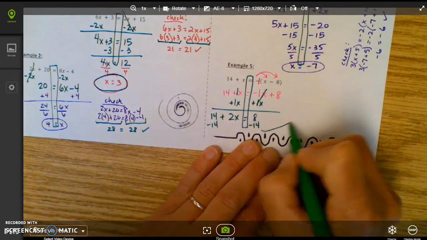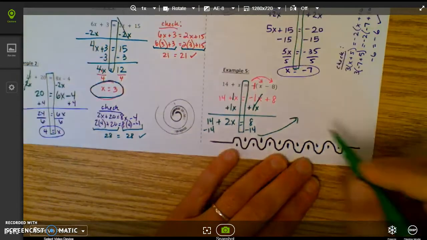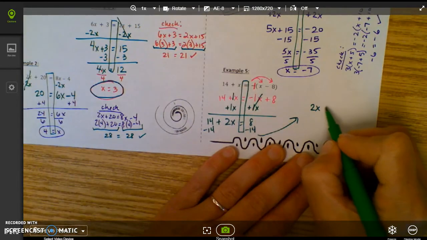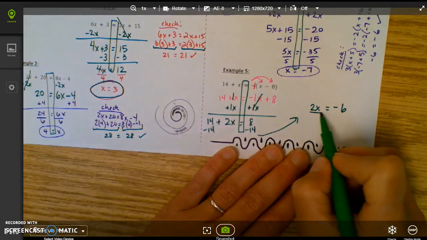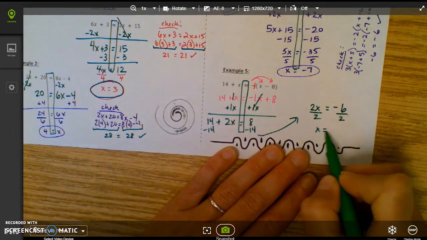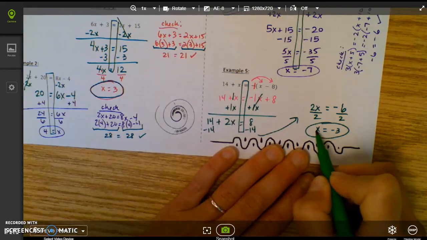I'm going to bring my work over here because I ran out of room with this little decoration. Let's see, we're going to have a 2x on one side and we're going to have a negative 6 on the other. So that means when we divide by 2, x equals negative 3.